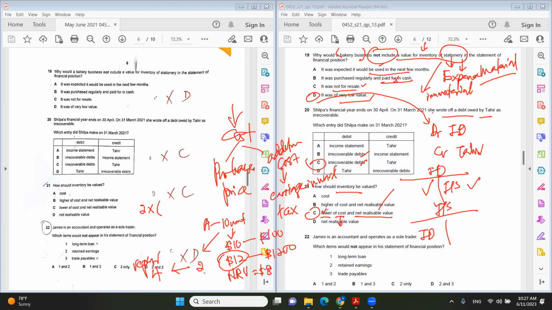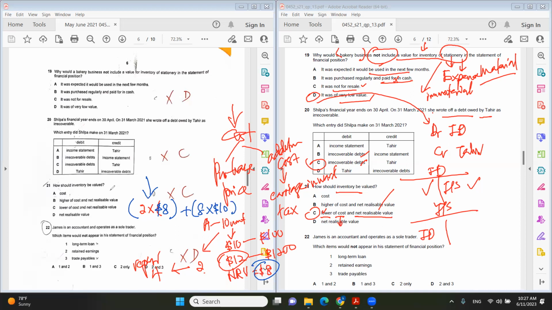So in this sentence saying lower of cost and net realizable value, we should choose the lower. So which one is lower? $8 is lower than the $10 cost, so I have to take times $8. After that, for the balance 8 units, I will times $10. That is what we meant by net realizable value.